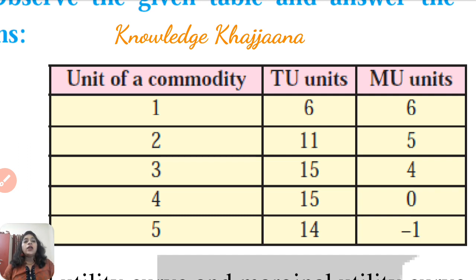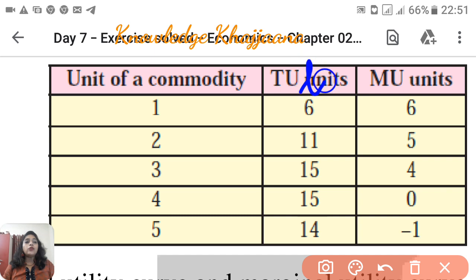And what is the total utility? Here the word has been mistaken. It is utility. Okay, total utility and marginal utility. You can make the corrections in the book.